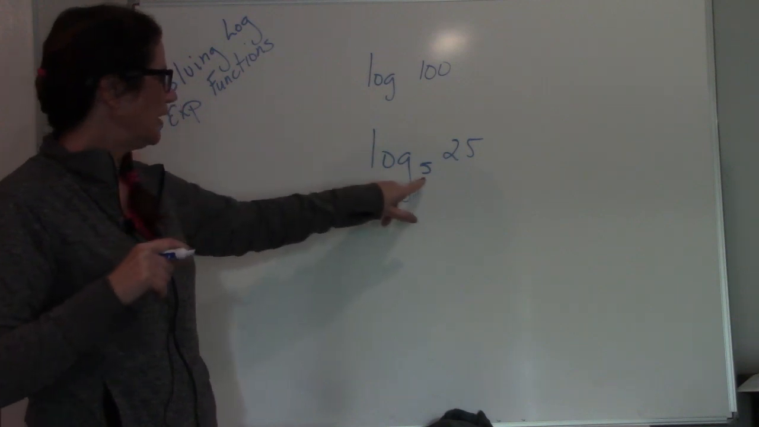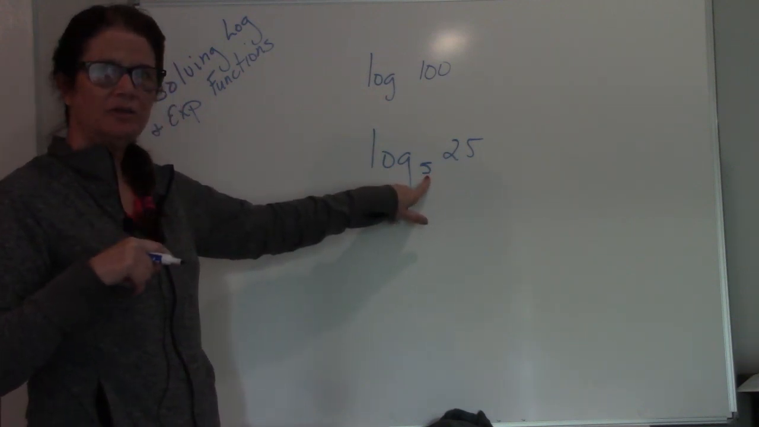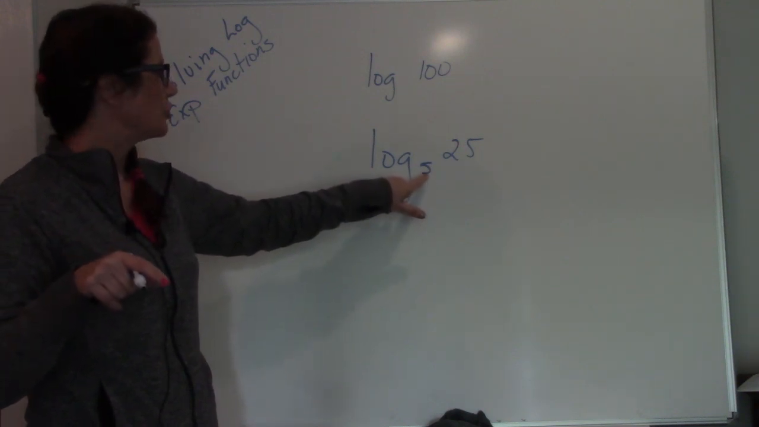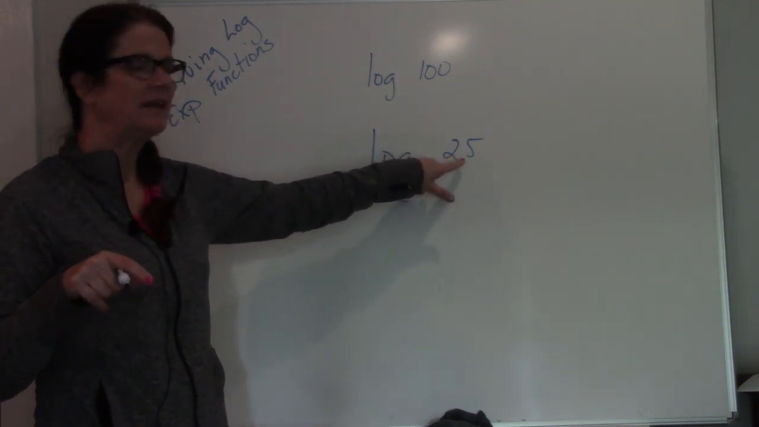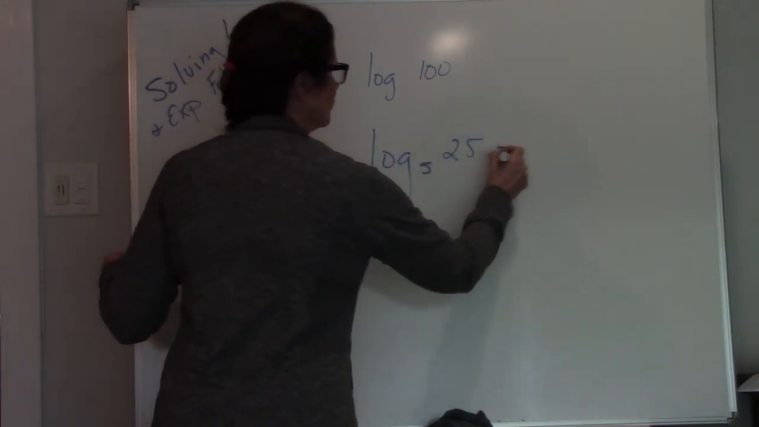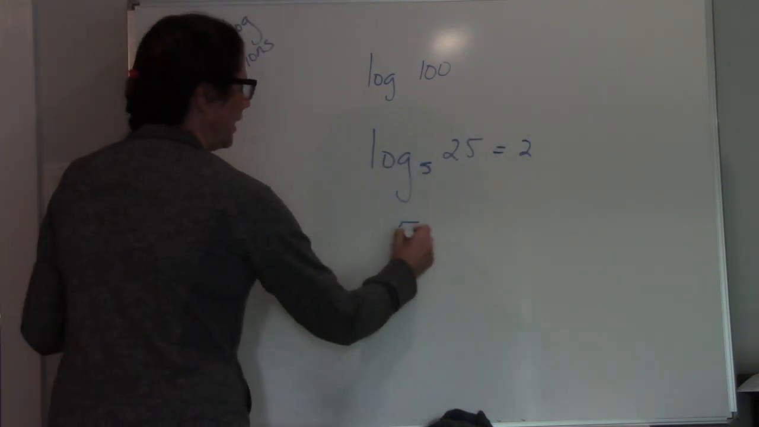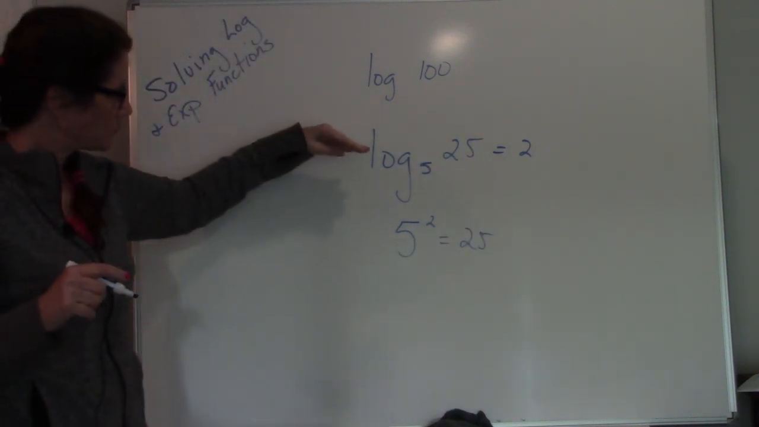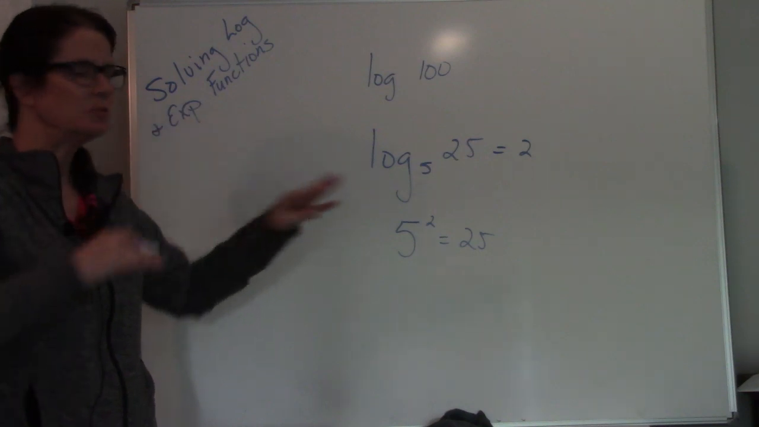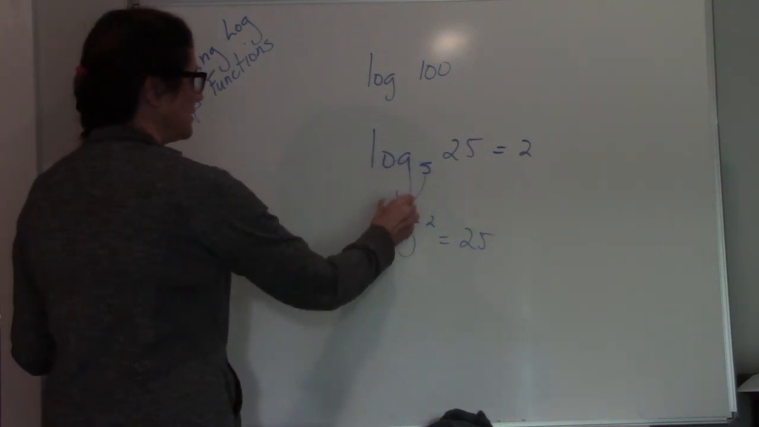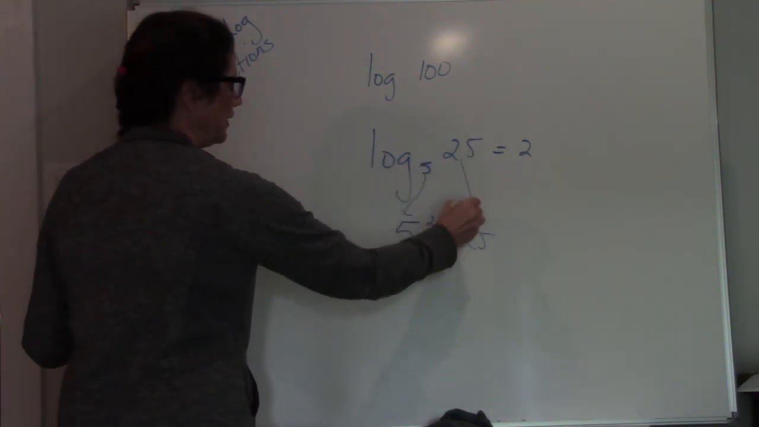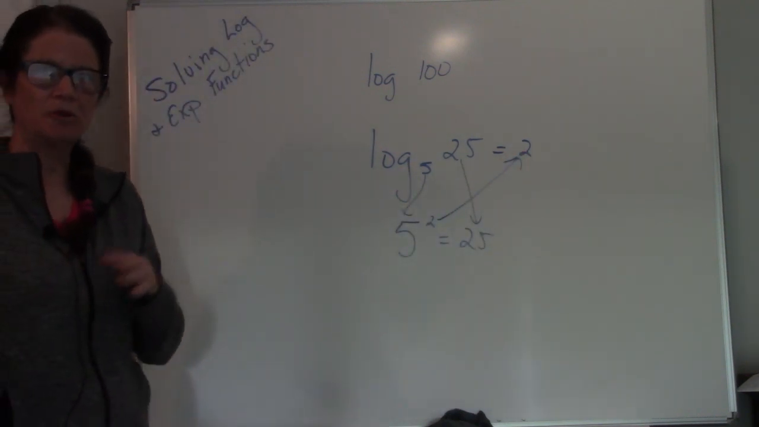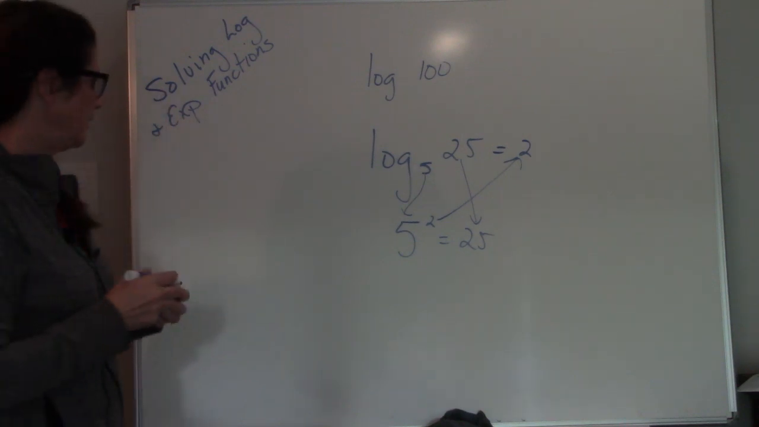So again, let me read it again. The exponent on 5, and where do I get exponent? It's because a log is just an exponent. So the exponent on 5 that gives me 25 is 2, because 5 to the second power gives you 25. So again, a log is just a rearrangement of an exponent. The base is here, the total is here, and the exponent is here. So a log is an exponent. Just keep that mantra going on in your head.